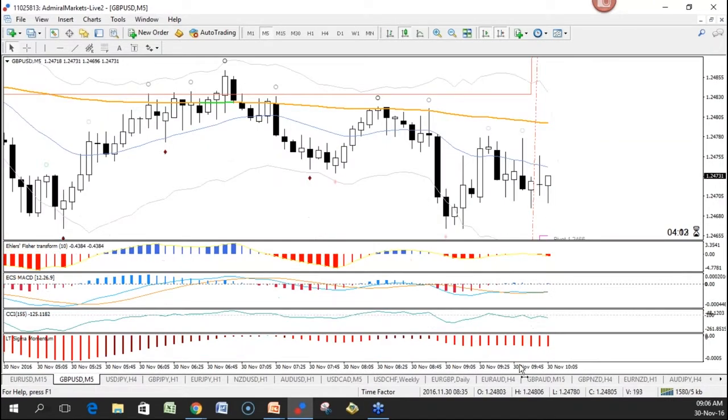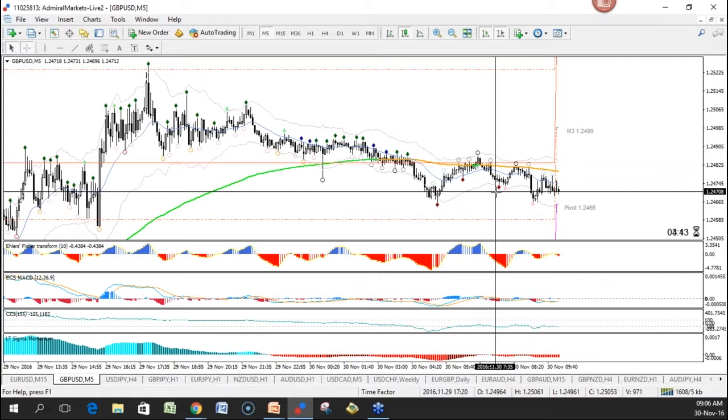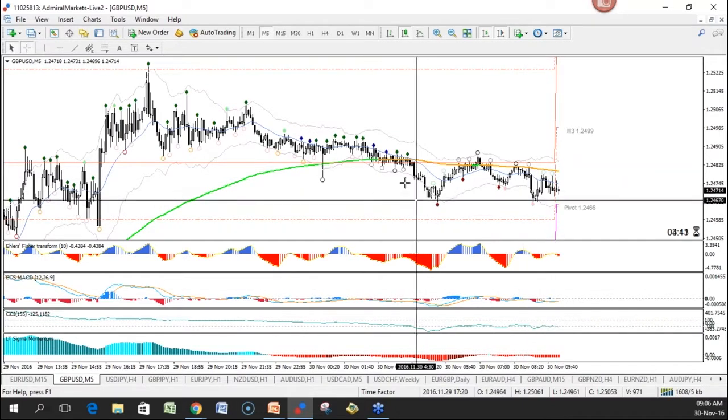Well, if we look at our oscillators here, you can see that slight momentum to the downside here on the 5. That's right. We had some retracements here within that downtrend, and here, and some slight follow through to the downside, but it's been pretty choppy.